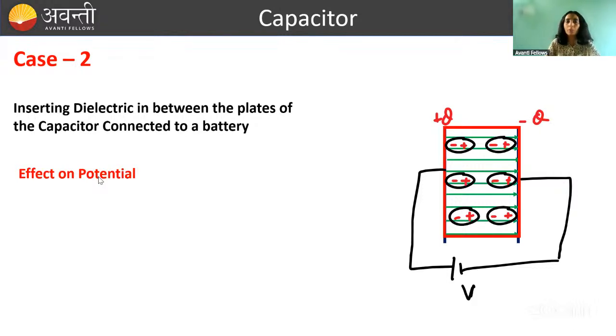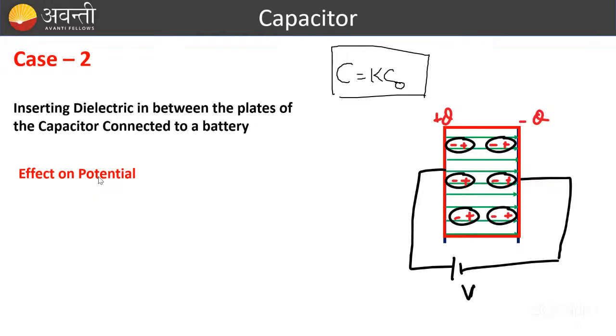Just now I told you, when you insert a dielectric in between the space of the capacitor, its capacity increases by K times. So its capacity is going to increase. Now, if capacity has increased, what does it mean?